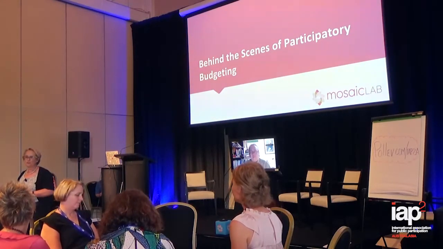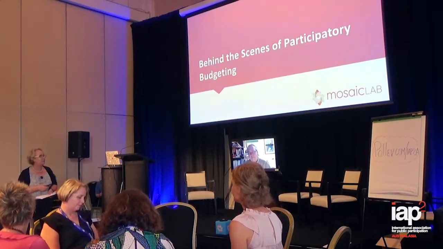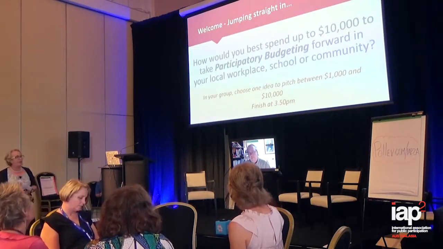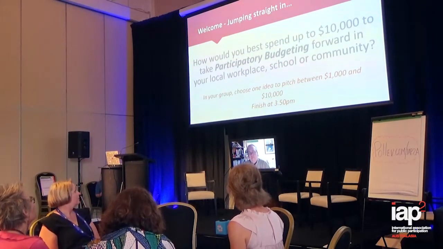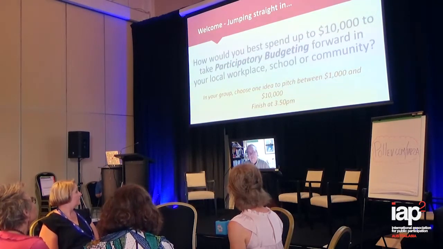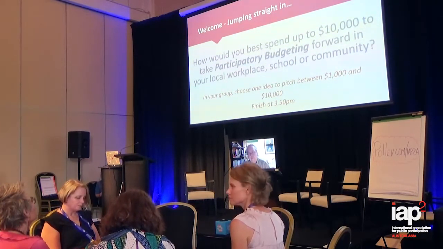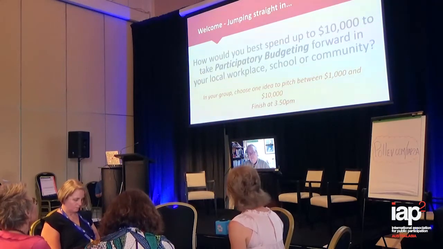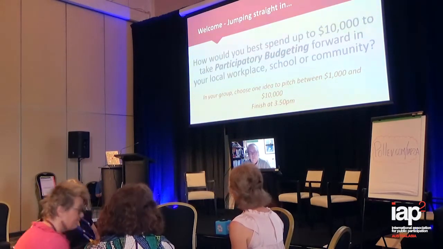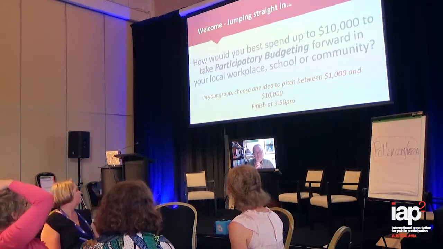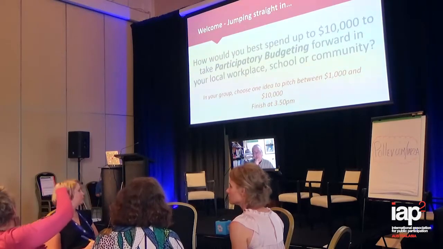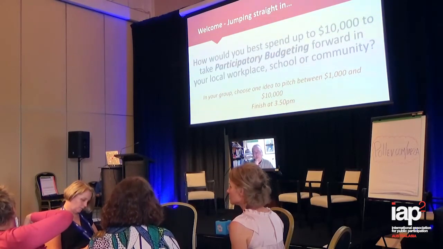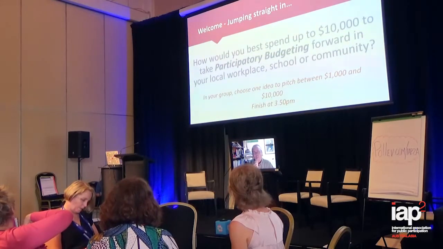So we're going to jump straight in to doing PB. In your group, your question is how would your group best spend up to $10,000 to take participatory budgeting forward in your local workplace, your local council, your local school, just wherever money is allocated. So we're not spending the money, you're looking for an idea? Yes, we're looking for an idea. Your best idea for spending $10,000.